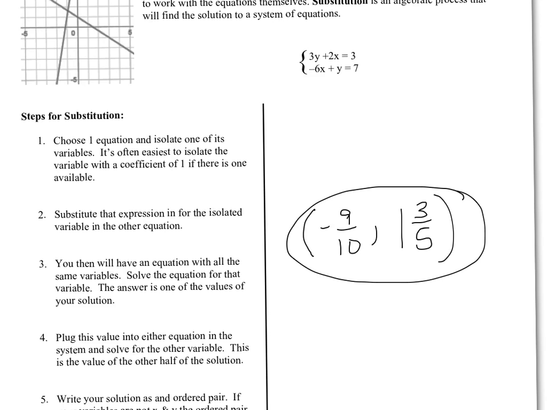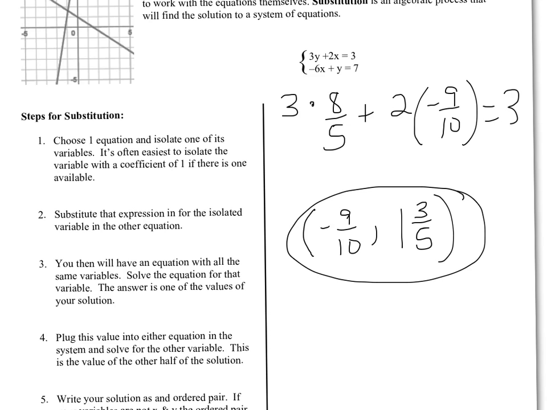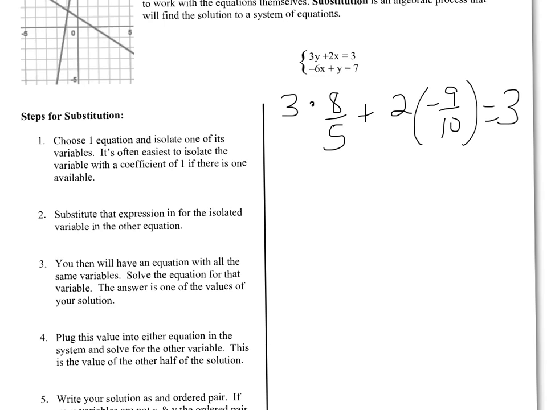So if I'm going to put it in for 3y plus 2x equals 3, I'm going to do 3 times, instead of doing 1 3/5, let's change that back to 8/5, plus 2 times negative 9/10, and we are going to hope that that equals 3. If it doesn't, we did something wrong somewhere. So let's get rid of our solution because we know what that is, so we've got some room.